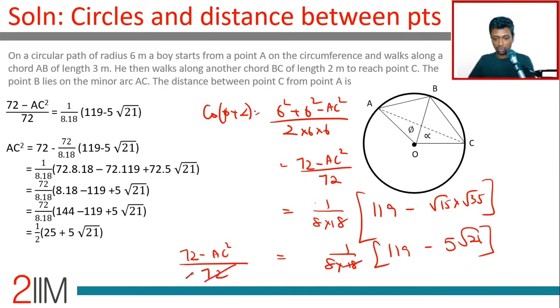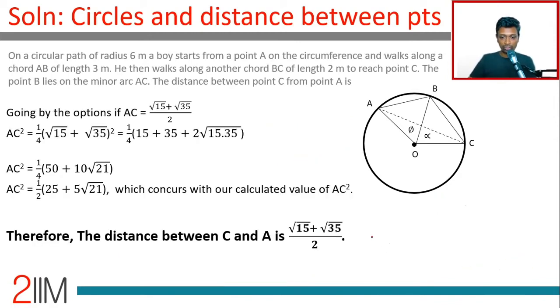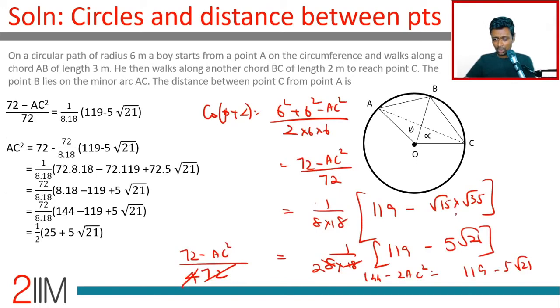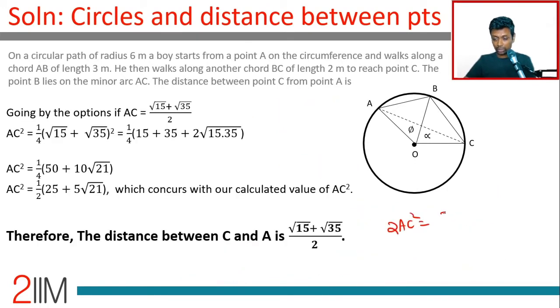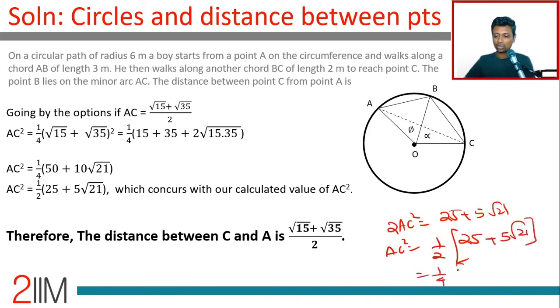72 by 18 is 4. This is 2. Or 144 minus 2 AC square is 119 minus 5 root 21. So we can simplify this. We'll get 2 AC square equals 25 plus 5 root 21. Or AC square is half of 25 plus 5 root 21, or 1/4 of 50 plus 10 root 21.